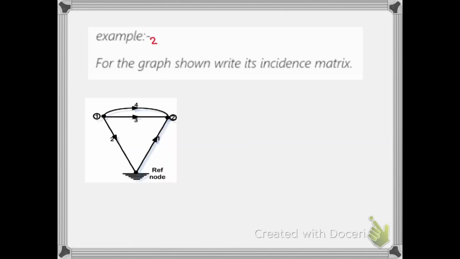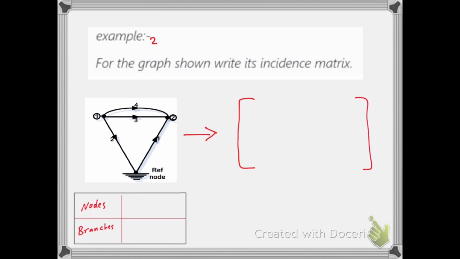Again, in example 2, I have a network graph and I would like to obtain its incidence matrix. To do that, as you saw before, I should count how many nodes I have and how many branches. Here I have node 1 and node 2, and this is the reference node. We will not consider it. Then we have only 2 nodes. Let's count now the connected branches. I have branch 1, branch 2, branch 3, and branch 4. Then we have 4 branches.